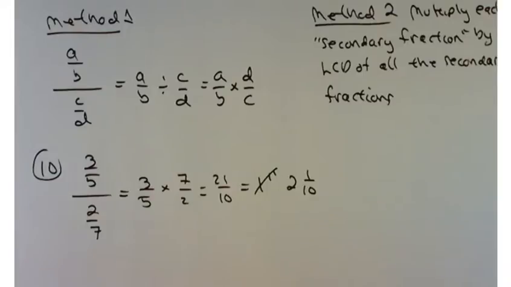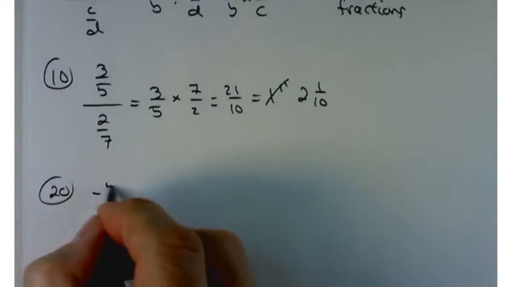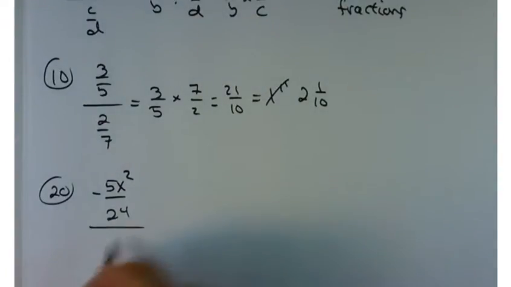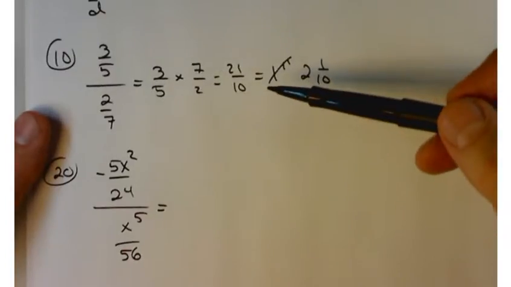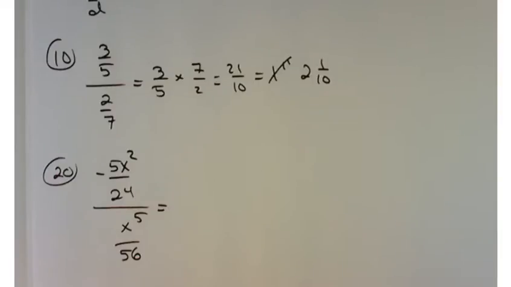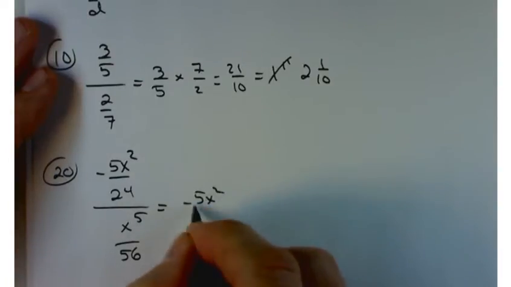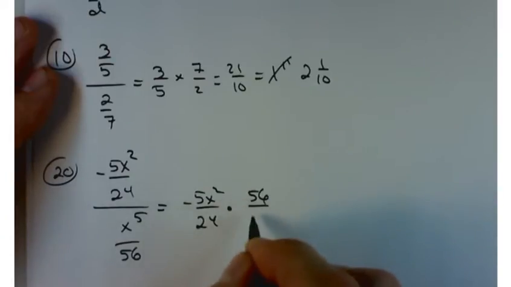Let me do one more like that. That would be problem number 20. Problem 20 states I've got negative 5x squared over 24 divided by x to the 5th over 56. Now maybe you want to try and race ahead of me. Try and invert and multiply like we did in problem number 10. Pause the video if you'd like. That'd be negative 5x squared over 24 times 56 over x to the 5th.